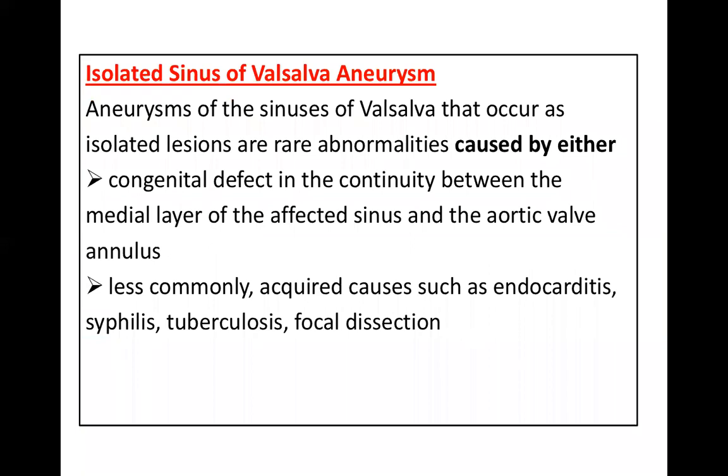Isolated sinus of Valsalva aneurysm is a rare abnormality caused by either a congenital defect in the continuity of the medial layer of the affected sinus, or less commonly acquired, as in cases of endocarditis, syphilis, or TB, or focal dissection.